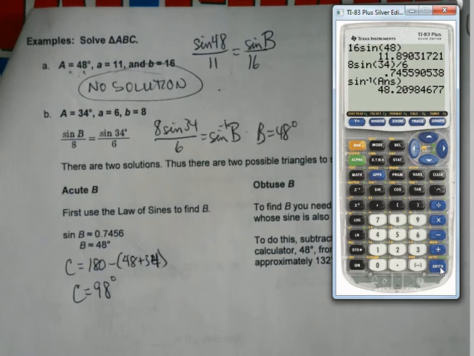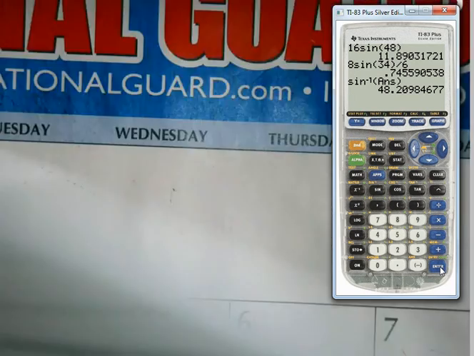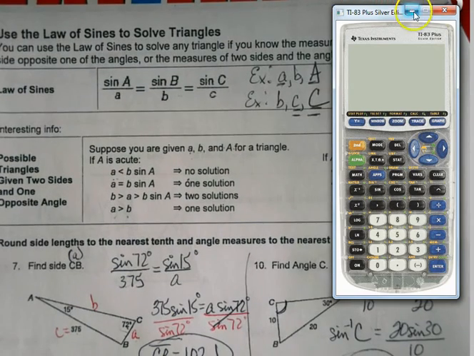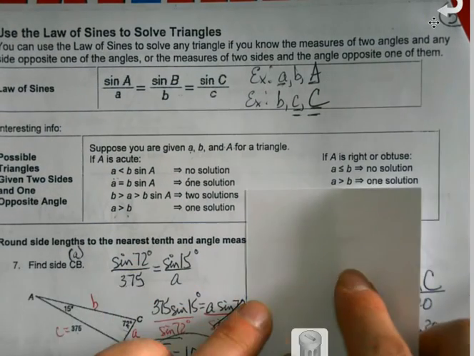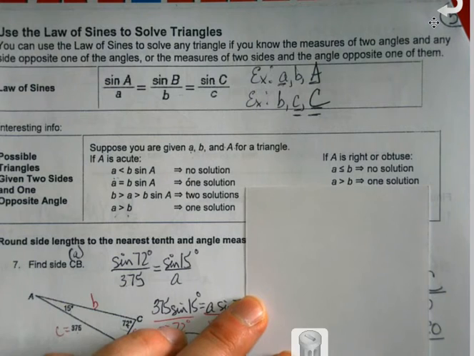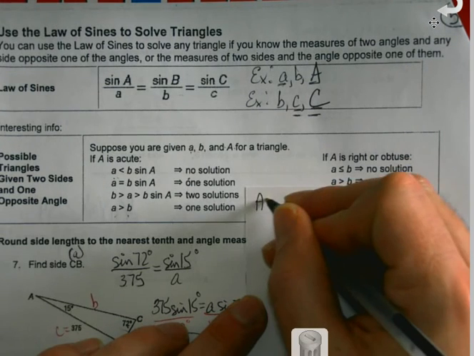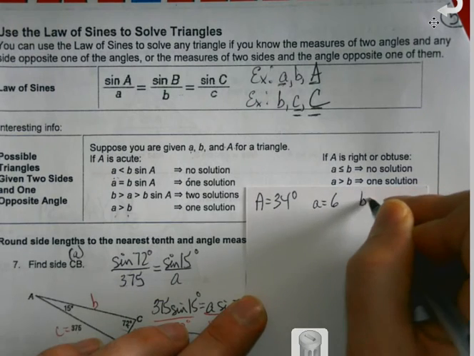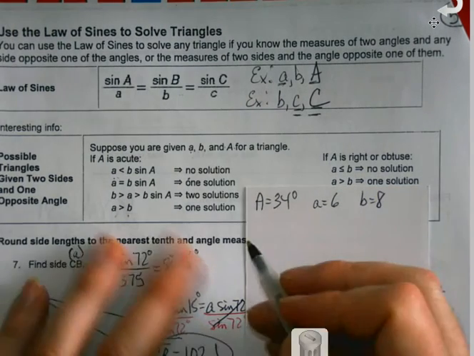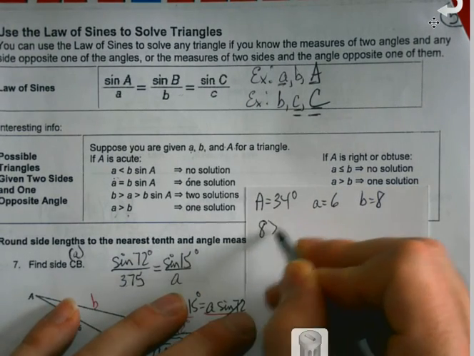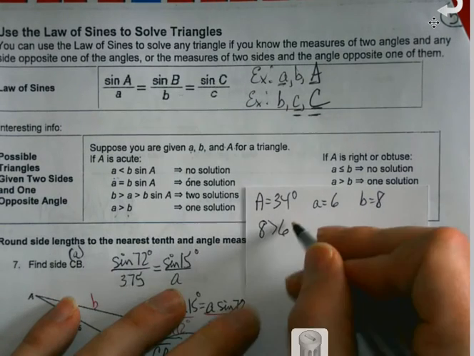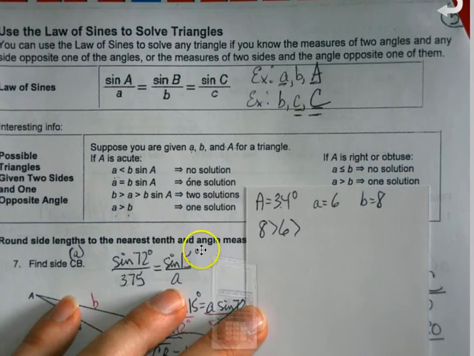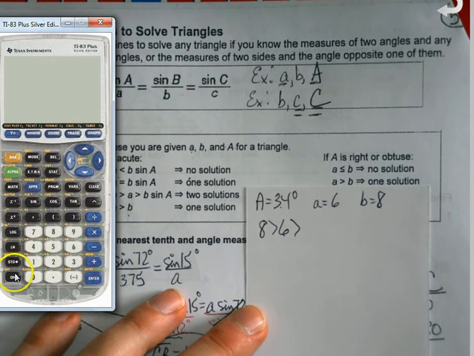But now, we'll flip back one more time here. Because of this, and like we did before, let me get you the information here. Angle A is 34, a is 6, b is 8. In this case, b is greater than a, that's true. And then, is b times the sine of A, which is 8 times the sine of 34.